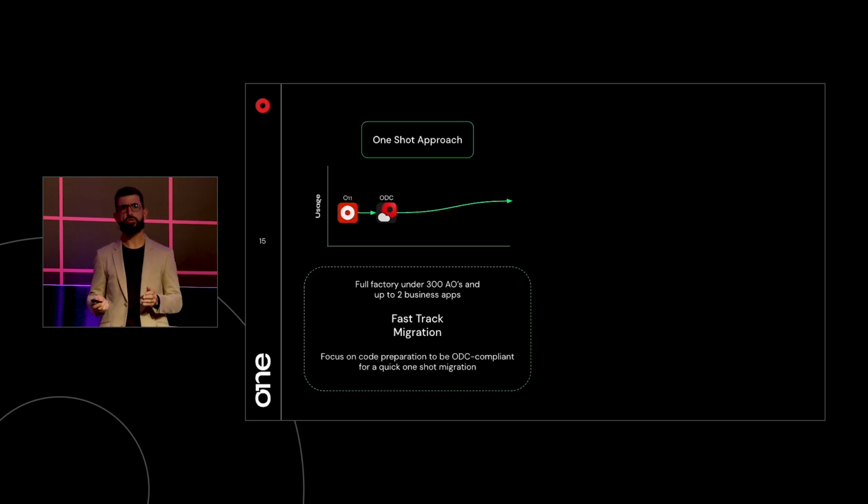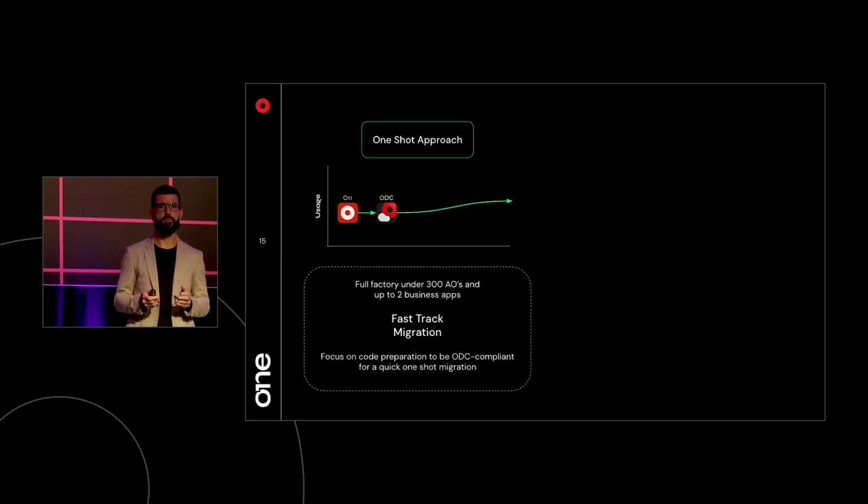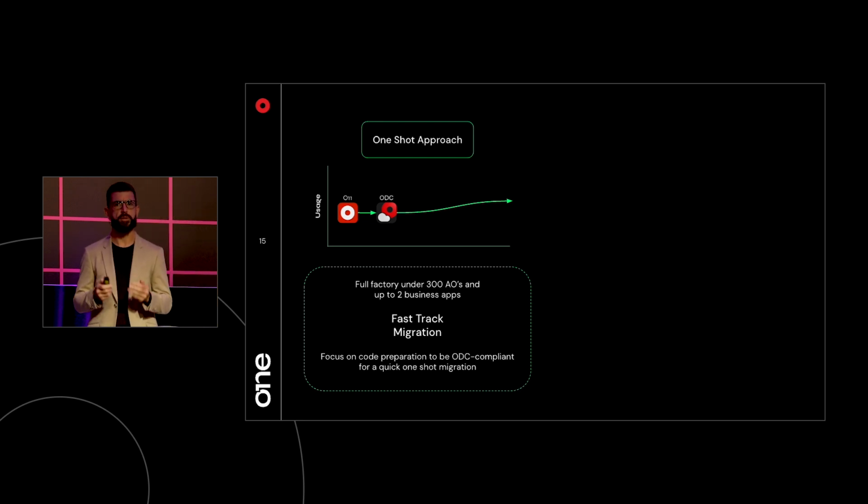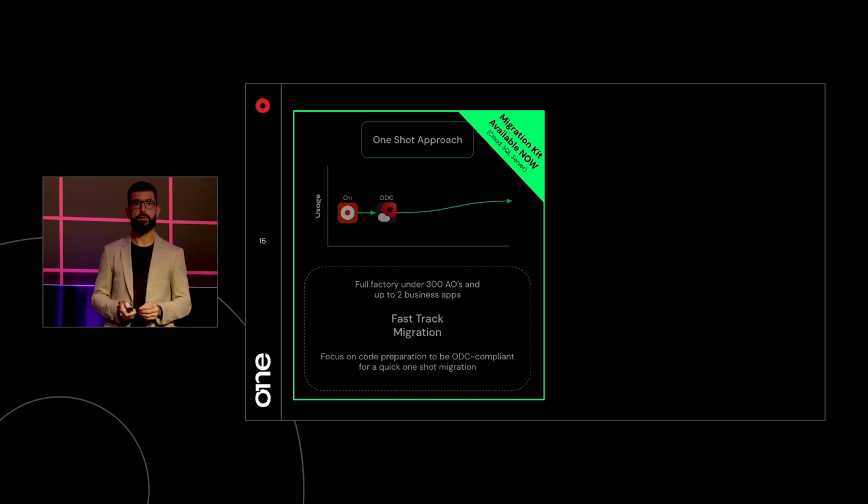So more strategically, we know that there is no one-size-fits-all. So for that, we do have available two different migration paths. The very first one is targeting smaller factories that in a very short time frame can pick up all their O11 applications and push them into ODC using the migration kit. And so we are calling this the one-shot approach. It's targeting a smaller factory, 300 AOs, and is ready now. So you can apply for the early access program to use this migration kit now.